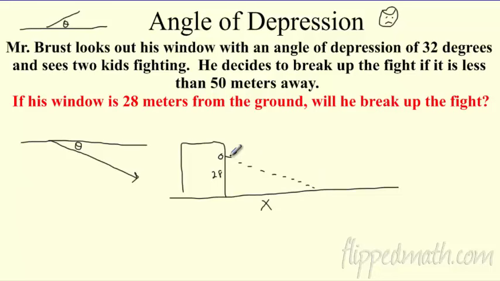Angle of depression always comes from your straight line of sight. So if I look straight out my window, it would look something like this. The key is, where does that 32 degrees go? A lot of people are tempted to put it in my little triangle here, but it's not. It's always from that line of sight. This is the 32 degrees. It always comes down from the line of sight, something like this.